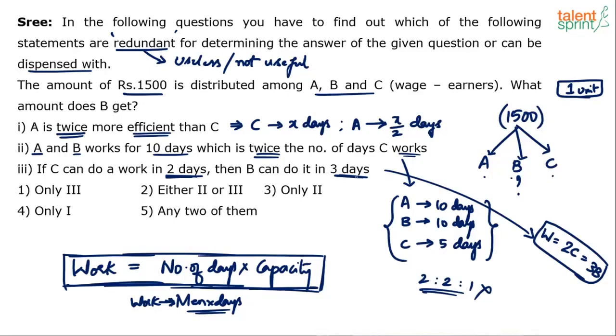Is this alone enough? No, not enough to get the answer, because it only tells us the efficiency ratio. Like here, the ratio of C and A is 1:1/2. Here the ratio of C and B will be 3:2. So 3 alone also does not give the answer. For us to find the answer, we should know how much work each person has done: the work done by A, by B, and by C.